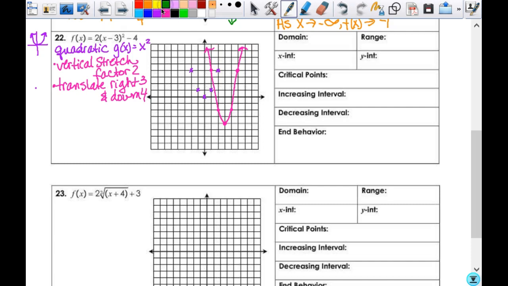All right, so my domain is negative infinity to infinity. My range, 1, 2, 3, 4, that's going to be negative 4 to infinity. And I do include my negative 4.